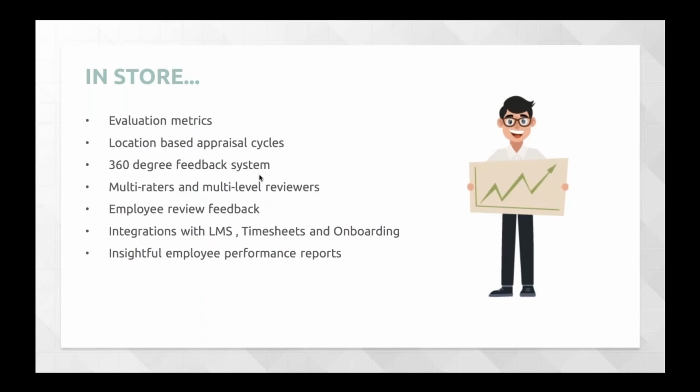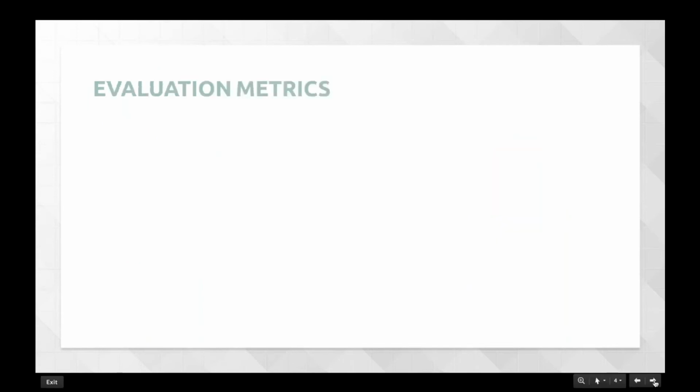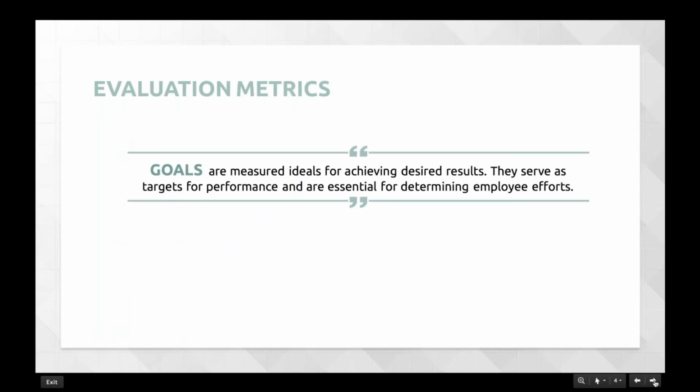So now let's start with the evaluation metrics. I'll be explaining the key concepts behind the evaluation metrics we have. In Zoho People, we have a total of 6 elaborate evaluation modules. These are just measurement tools using which you'll be measuring your employees' performance. Now let us start with goals, the very first in line.